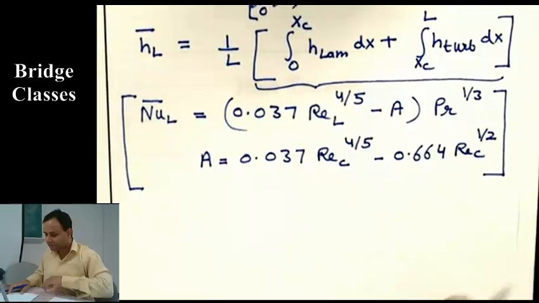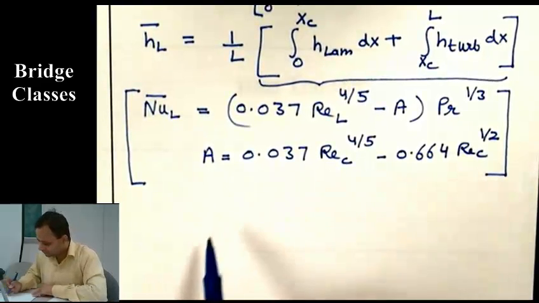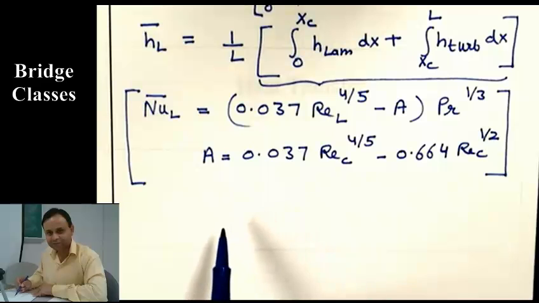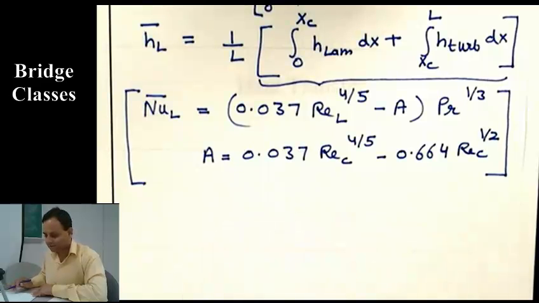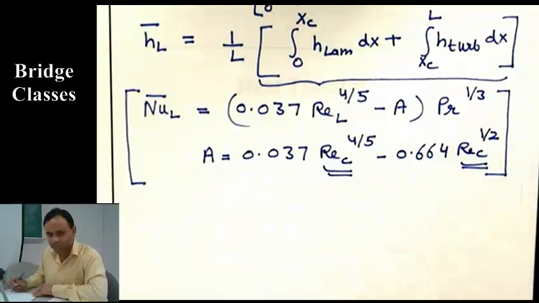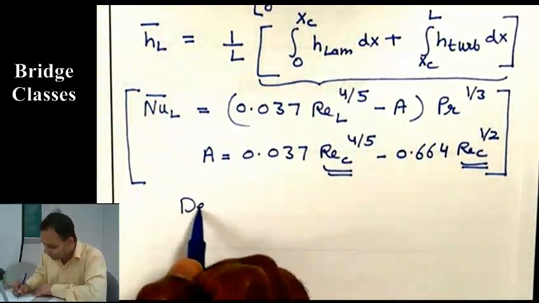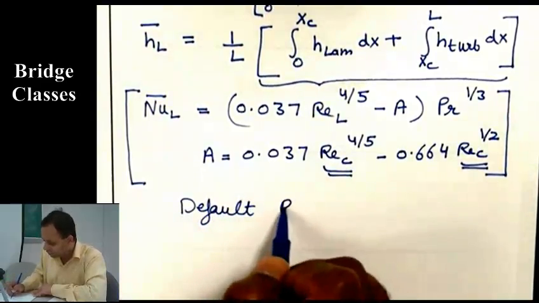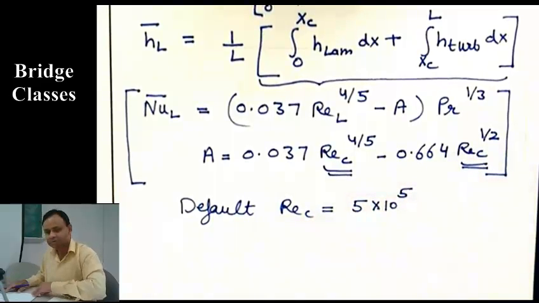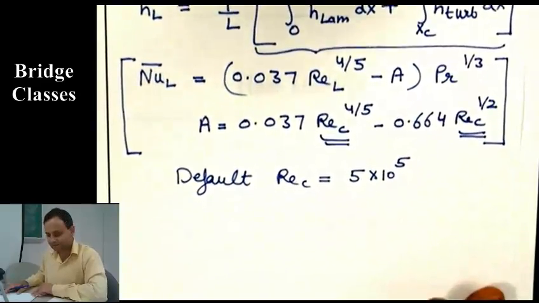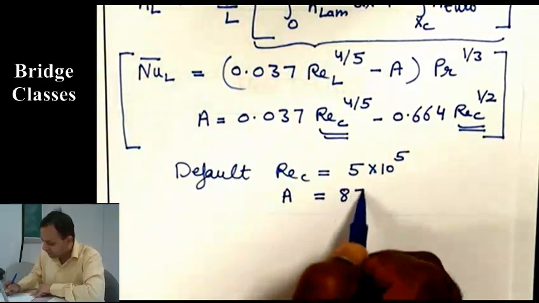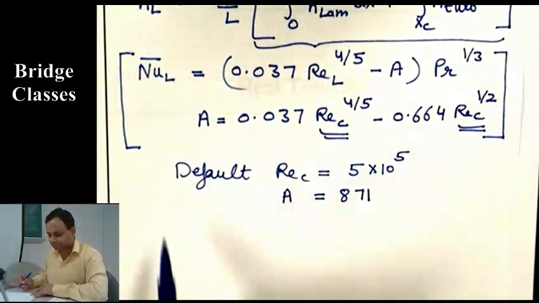And see, the thing here is that it is applicable when you have a mixed boundary layer, so part is laminar, part is turbulent. If you don't have a mixed boundary layer, then it is different. The value of Re_c can be anything. The default value, if nothing is given, we take as 5 times 10 to the 5. So this is the Reynolds number at which flow becomes turbulent. That is the default value we take. And based on this, you get the value of A as 871. That is the default.